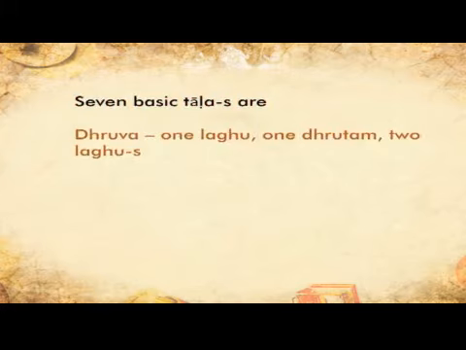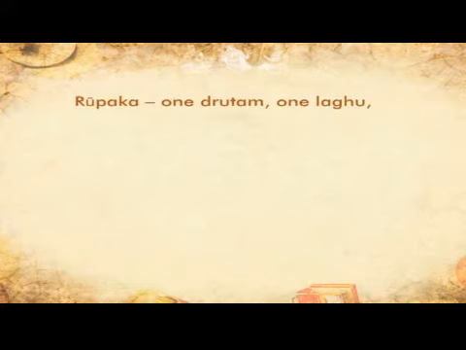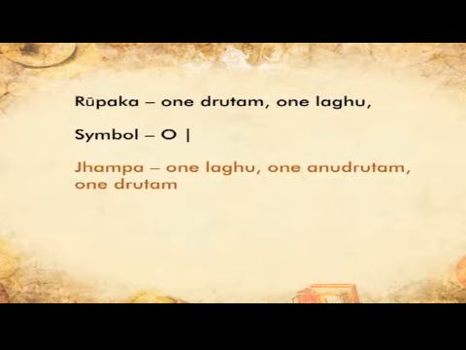The 7 basic talas are as follows: Dhruva, 1 Lagu, 1 Dhrutam and 2 Lagu. Matya, 1 Lagu, 1 Dhrutam and 1 Lagu. Rupaka, 1 Dhrutam and 1 Lagu. Jampa, 1 Lagu, 1 Anudhrutam and 1 Dhrutam.